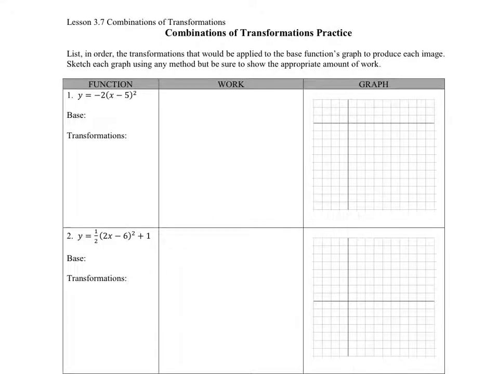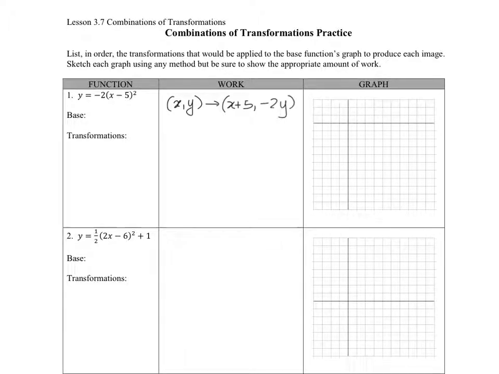For this video, I'm going to be using mapping notation to show all of my work. And in terms of the transformations, you can look at the previous video for those. So for this mapping notation, we have (x, y) is going to become (x + 5, -2y).